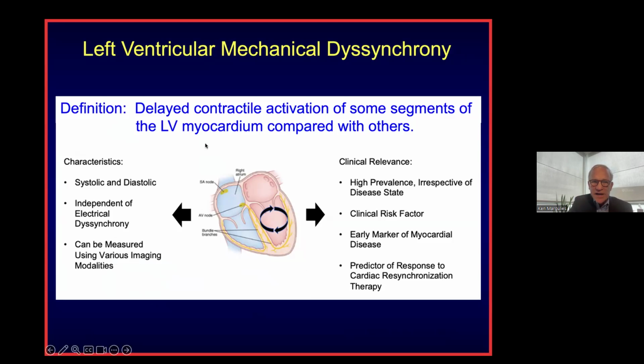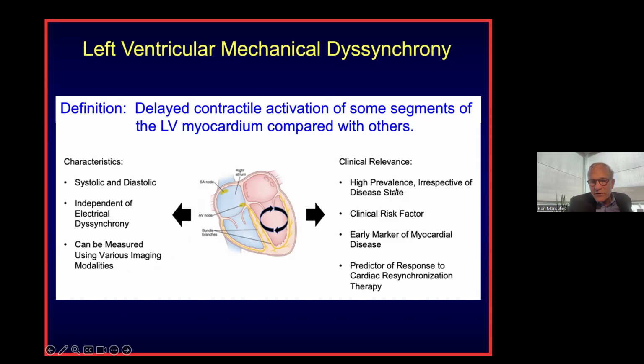Although I've mentioned the contractile activation, you can actually have increased wall stress from diastolic factors, right? And independent of electrical dyssynchrony. So although left bundle branch block and conduction disorders are the most common causes of left ventricular mechanical dyssynchrony, you can have mechanical dyssynchrony without electrical dyssynchrony. There's various imaging modalities that I'll highlight on the next slide.